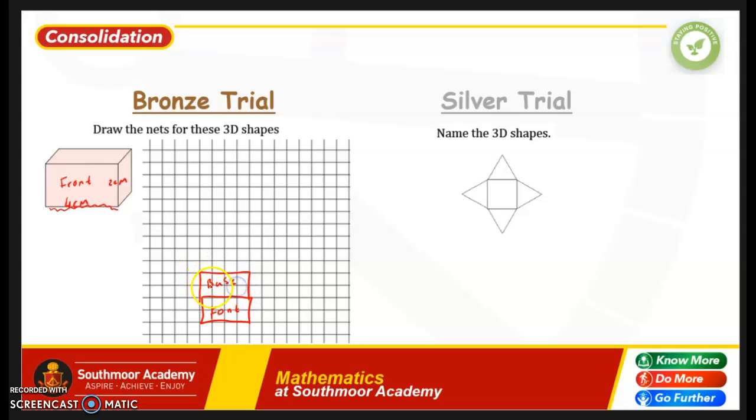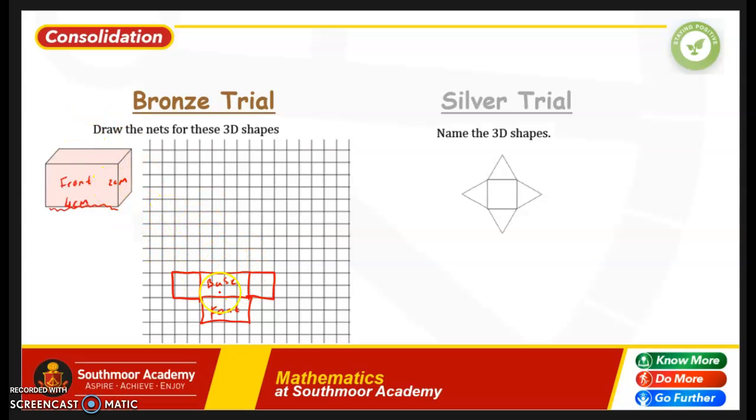It might be easier for you to write in each square what each one is, just to make it easier and so you don't forget anything. Now we'll draw the sides. So they're going to be 2 by 2. So this is the side for one and the side for the other.